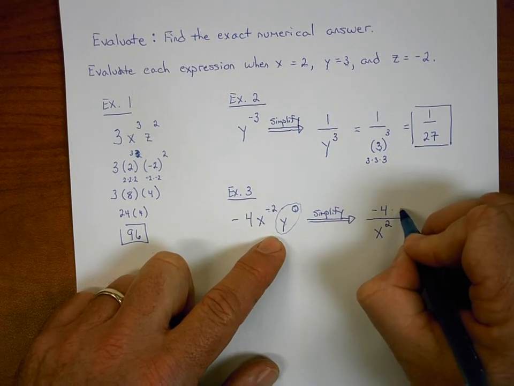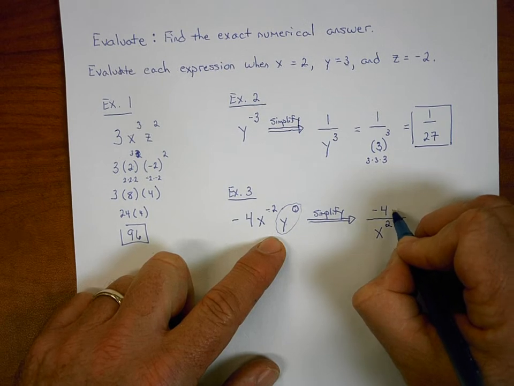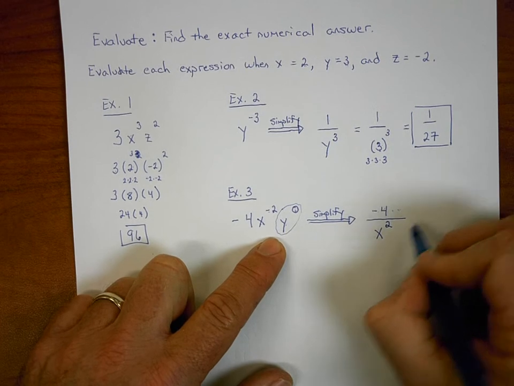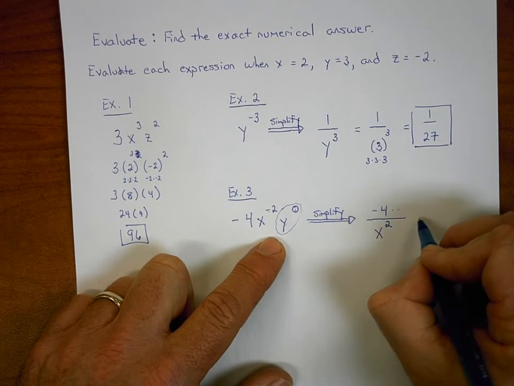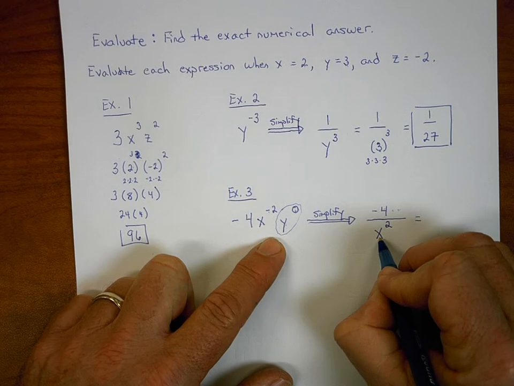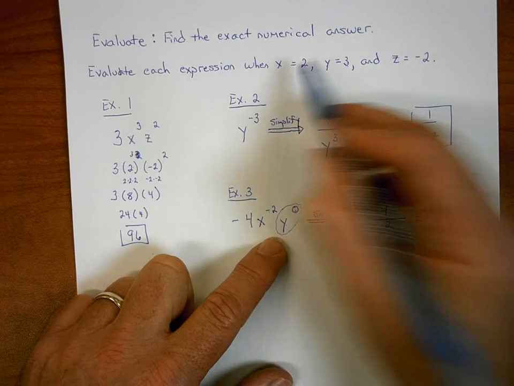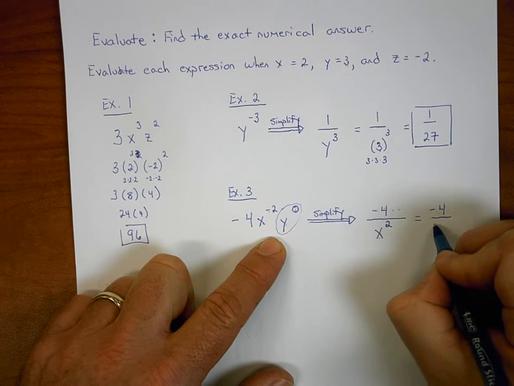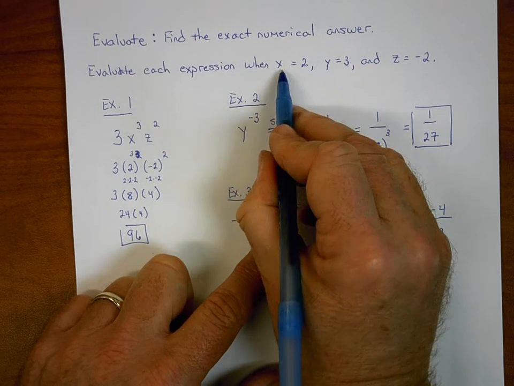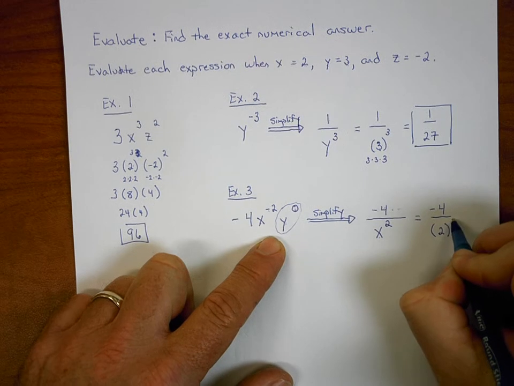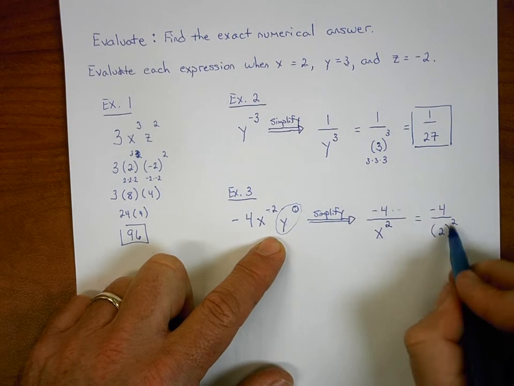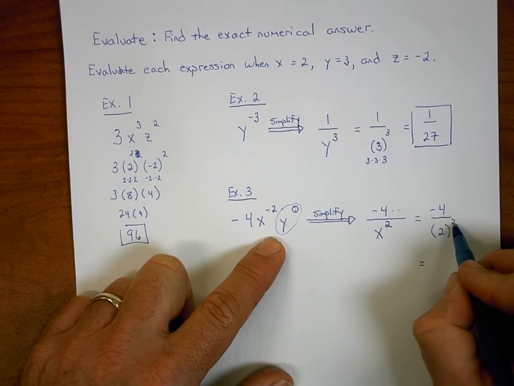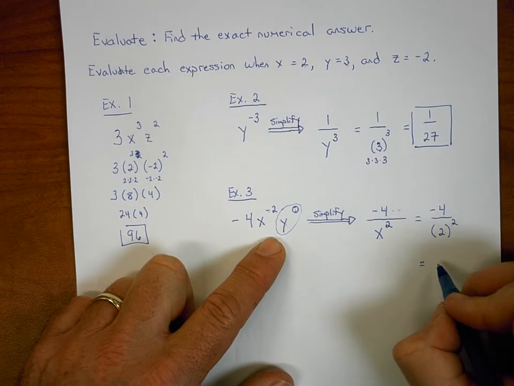Well, if I put a 1 right here, that would just be -4 times 1, so my numerator is just -4. Now I'm going to evaluate. So in order to evaluate, I'm now going to substitute. In the place of x, I'm going to substitute 2. Okay, so I'm going to get -4, and then x gets substituted as 2, because we know that x is equal to 2. I substituted in parentheses, and now I work out this problem to get an exact numerical answer. Have to do the exponents first. 2 to the second power is 4.